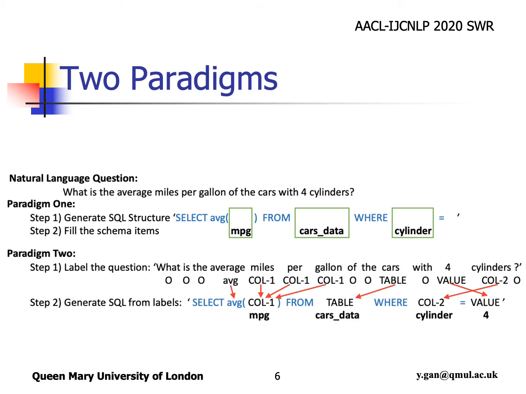In the second paradigm, its first step is to generate a label for every word token of the question. Here I use a yellow pen to draw your attention to the labels generated by the models belonging to paradigm 2. After the first step, the model can generate a SQL from the labels deterministically.